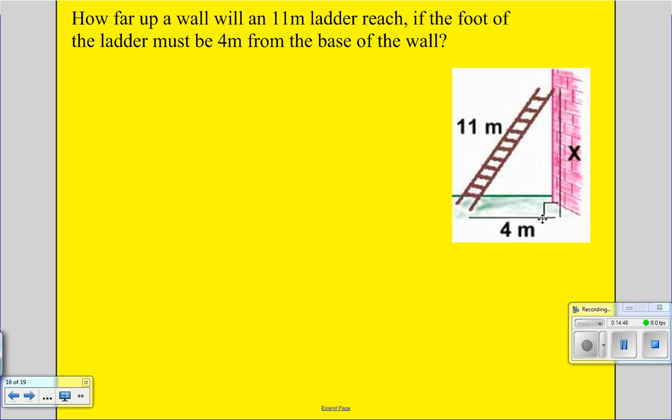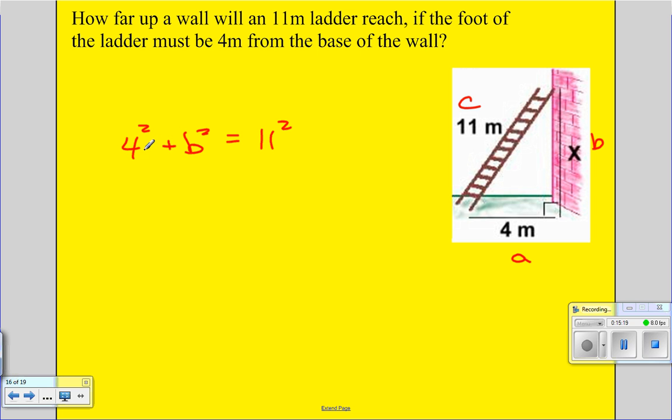So if I have the base of my ladder 4 meters out from the wall so that it's nice and stable, and my ladder's 11 meters long, how far up on that wall can I reach? So let's take a look. We're going to label A, B, and C. This is going to be my A. This will be my B. This is my C. So now I'm looking for B here. So I'm going to do A squared, which is going to be 4 squared, plus my B squared will equal 11 squared for C squared.